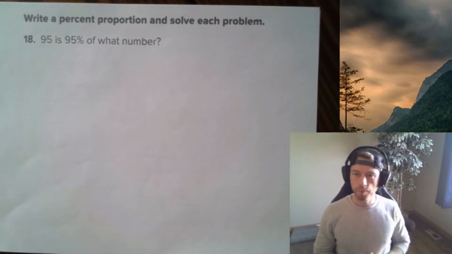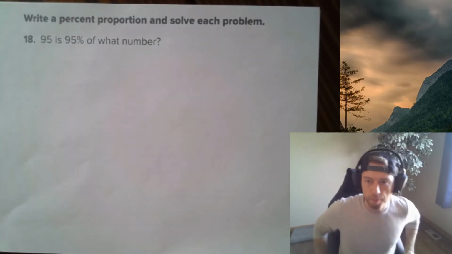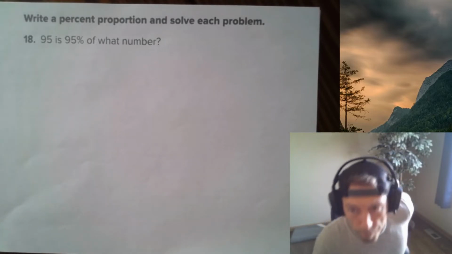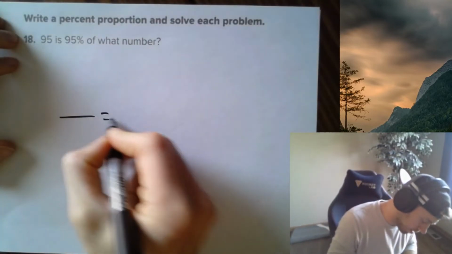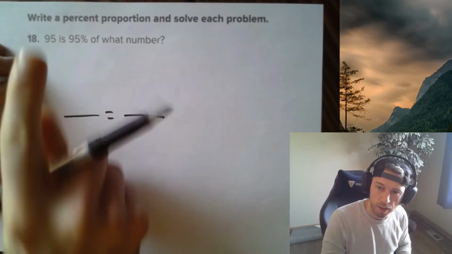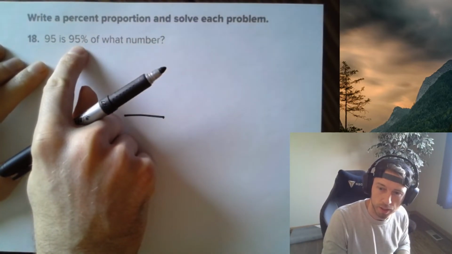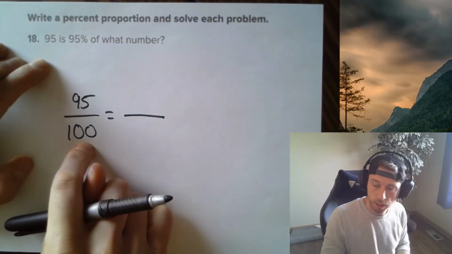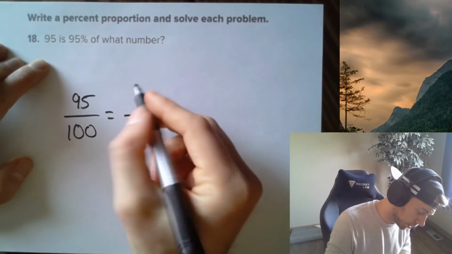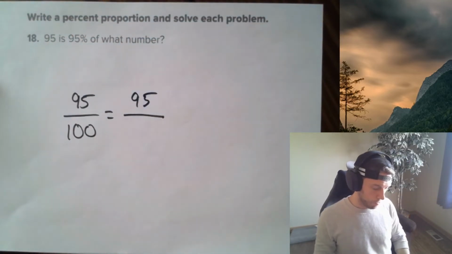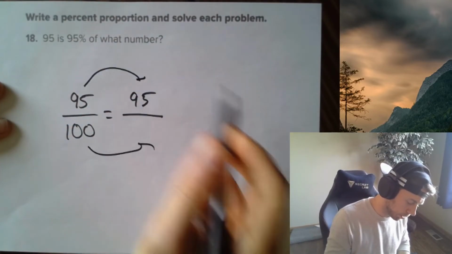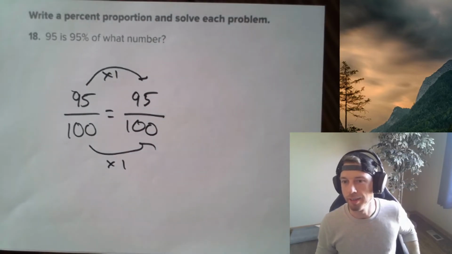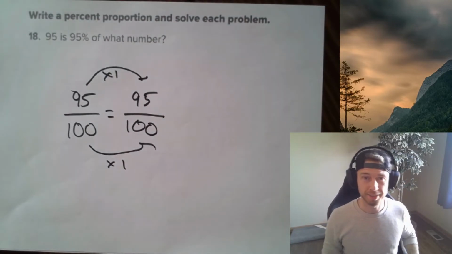Next one. 95 is 95% of what number? Go ahead and try this one on your own. Okay. Set up my proportions real quick. 95 is 95%, so 95%, I know that's out of 100, so it's 95 out of 100. It's going to be equivalent to 95 is the 95%. Now all I got to do is find a way to get here and do the same thing to the bottom. Well, that's easy. It's just times 1 here. Well, 95 is 95% of 100. That's what that is.